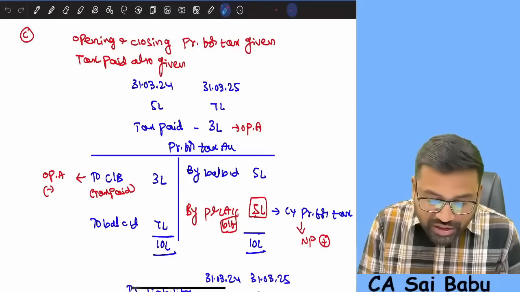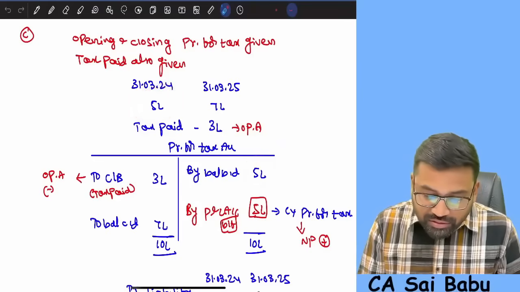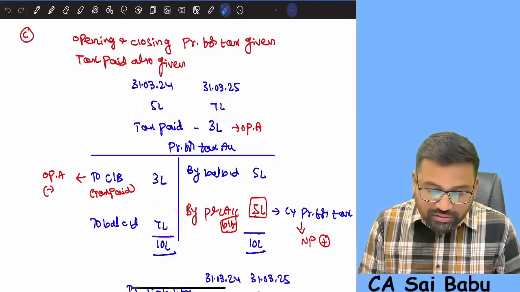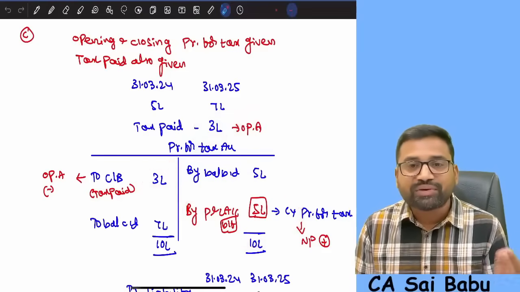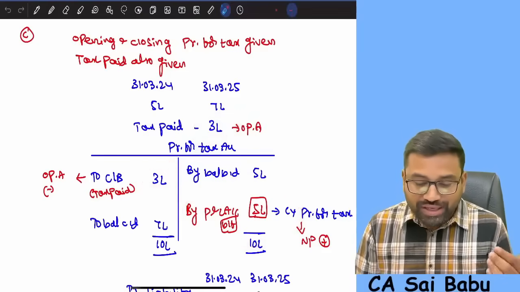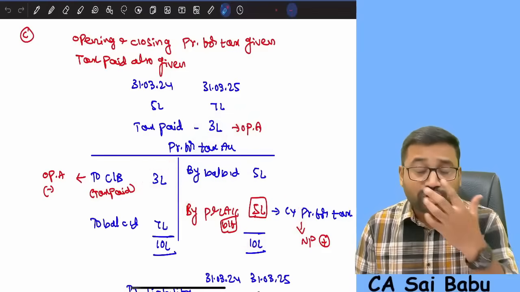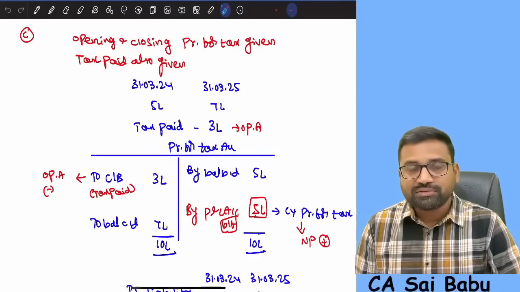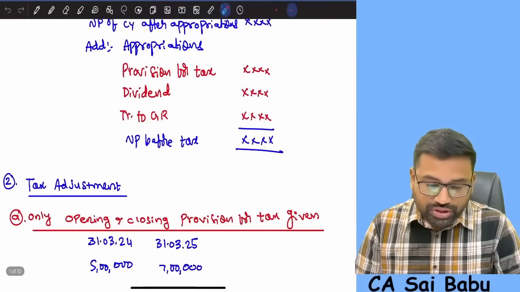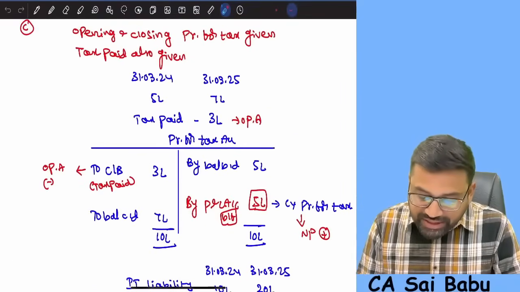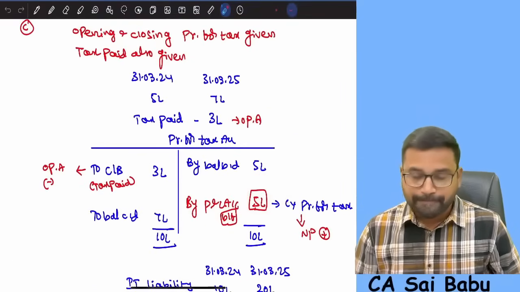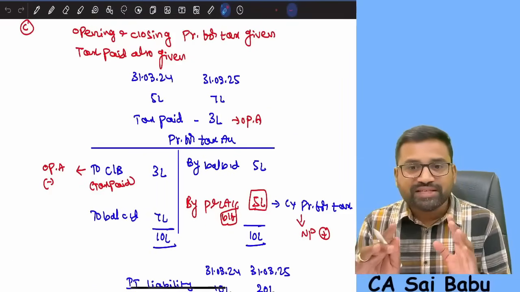Now, in this case, you see, opening provision 5, closing 7, paid 3. So the balance figure is nothing but the provision created from the current year profits. When you want to ascertain the net profit before tax, if it is not given in the question, we need to add back the provision for tax. In this case, the current year provision for tax we ascertained is 5 lakhs. We need to add back. So these are 3 very simple cases.